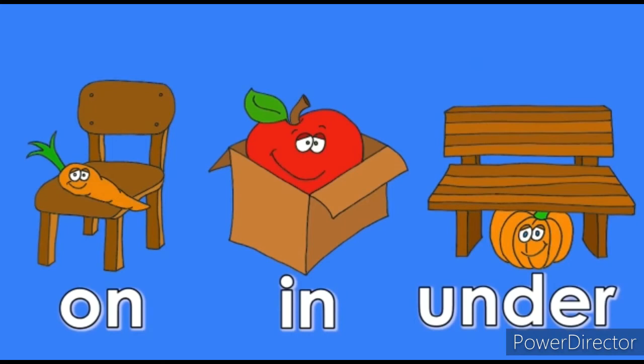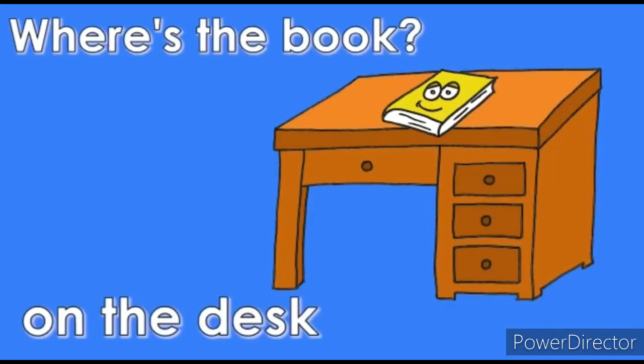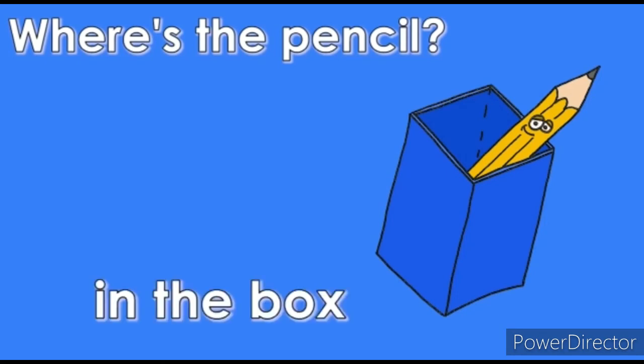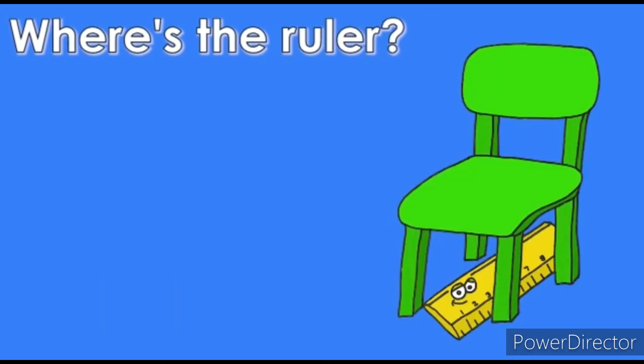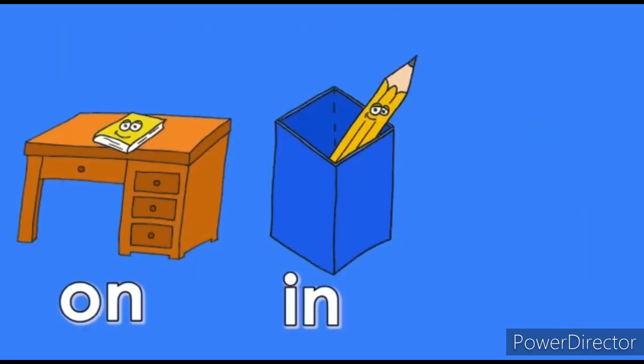Where's the book? Where is it? On the desk. Where's the pencil? Where is it? In the box. Where's the ruler? Where is it? Under the chair. On, in, and under.